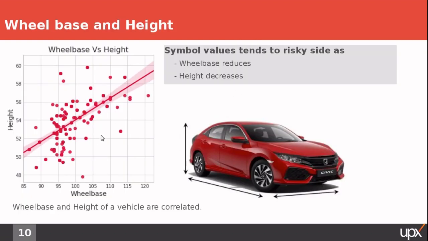Wheelbase and height are strongly correlated, and what we have seen now is that as the wheelbase reduces and the height decreases, the symboling value, or the risk factor associated with the vehicle, goes up.